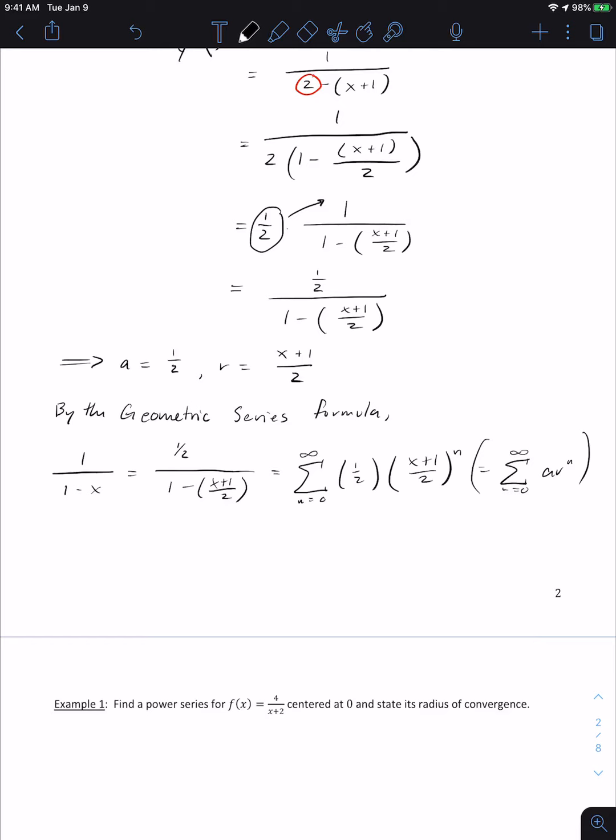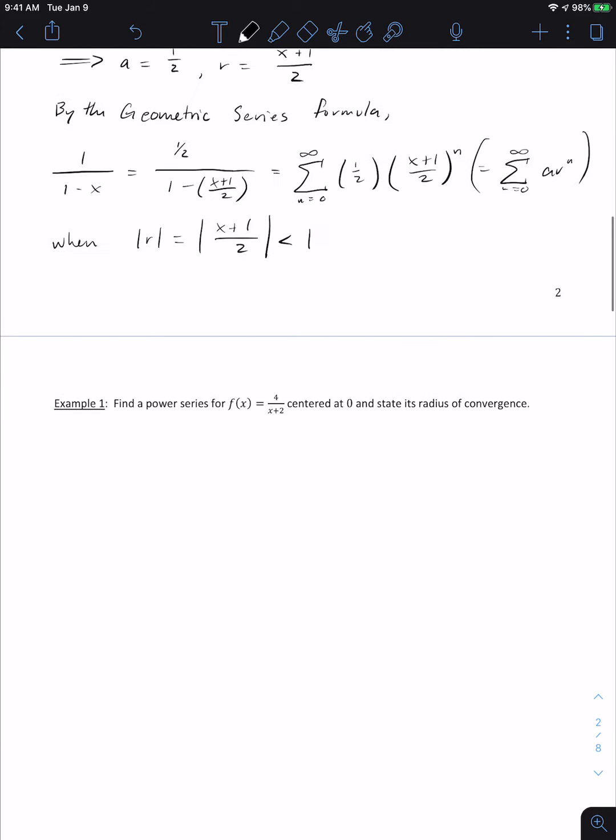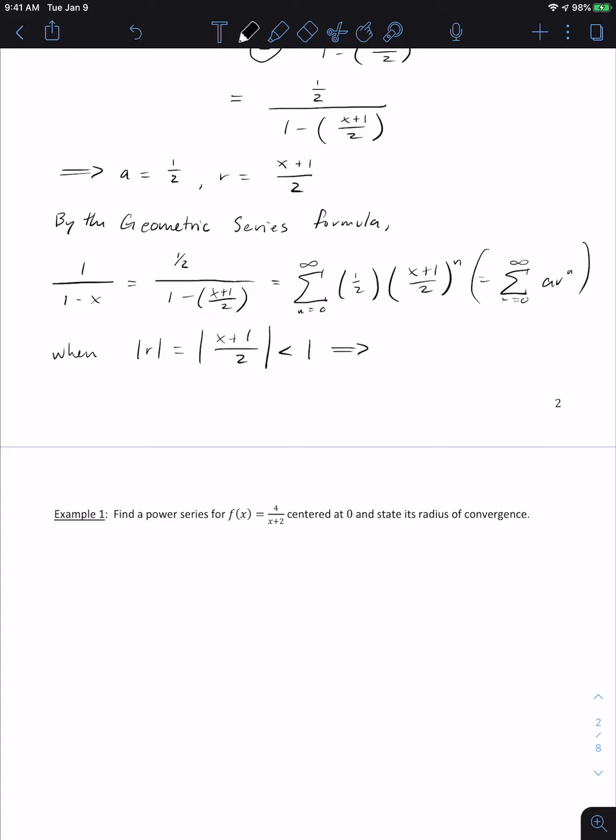And when is this, it's very important. This converges when what? My r, my absolute value of r, which is the absolute value of x plus 1 over 2, is less than 1, right? Because that's what we have here in green. But that we can rewrite. Remember, we can play that trick where we take the absolute value of 2 in the denominator and multiply it, and end up getting that x plus 1 in the absolute value is less than 2.